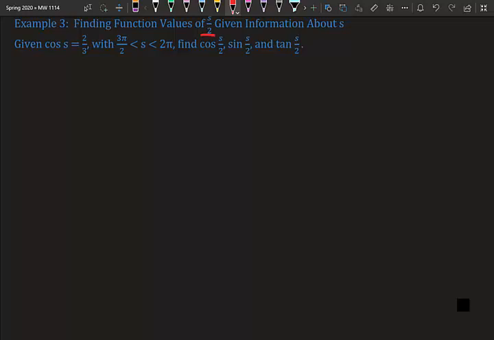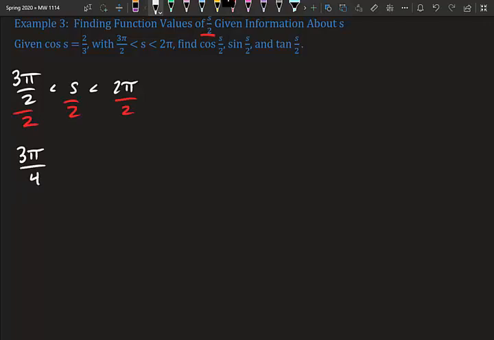We're just given s. So in our domain, we have 3 pi over 2 is less than s is less than 2 pi. But we need to figure out what our domain is for s over 2. So we actually need to divide everything by 2. And when we do, we get 3 pi over 4 is less than s over 2, and that's less than pi. And we know that is quadrant 2.